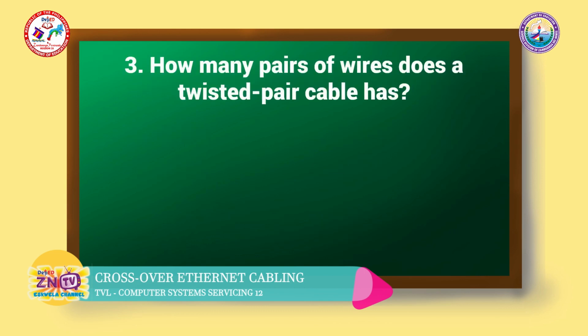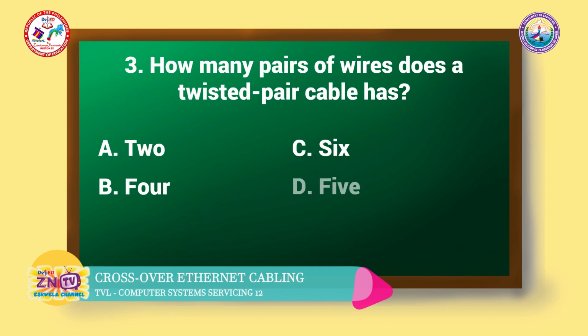Number 3. How many pairs of wires does a twisted pair cable have? A. 2. B. 4. C. 6. D. 5. Awesome! It is B. 4.